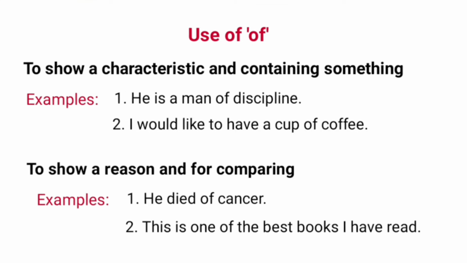We use 'of' to show a characteristic and also to show containing something. Examples: He is a man of discipline. Discipline is a characteristic. I would like to have a cup of coffee. Here 'of' shows that the cup contains coffee.